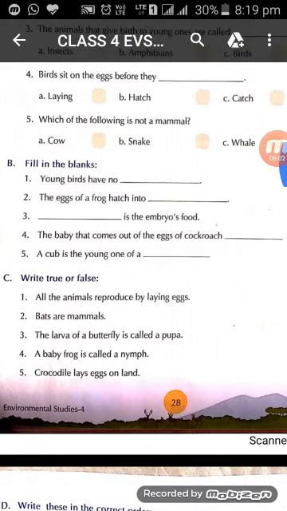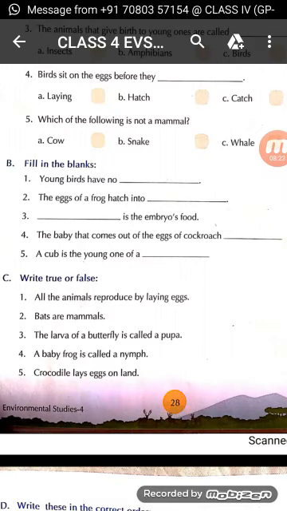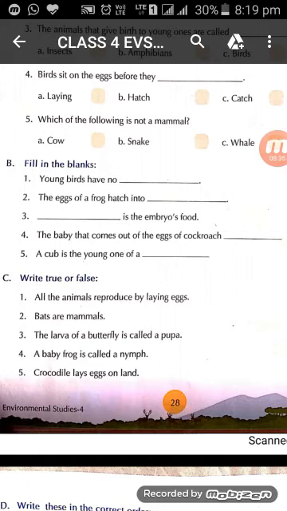Fourth one, the baby that comes out of the egg of cockroach. As we studied in the life cycle of the cockroach, there are 3 stages. First stage is egg, then second stage is nymph, and the third stage is adult cockroach. So here the one which comes out of the egg is the baby, and it is known as nymph. So here the answer is nymph. A cub is the young one of a lion.